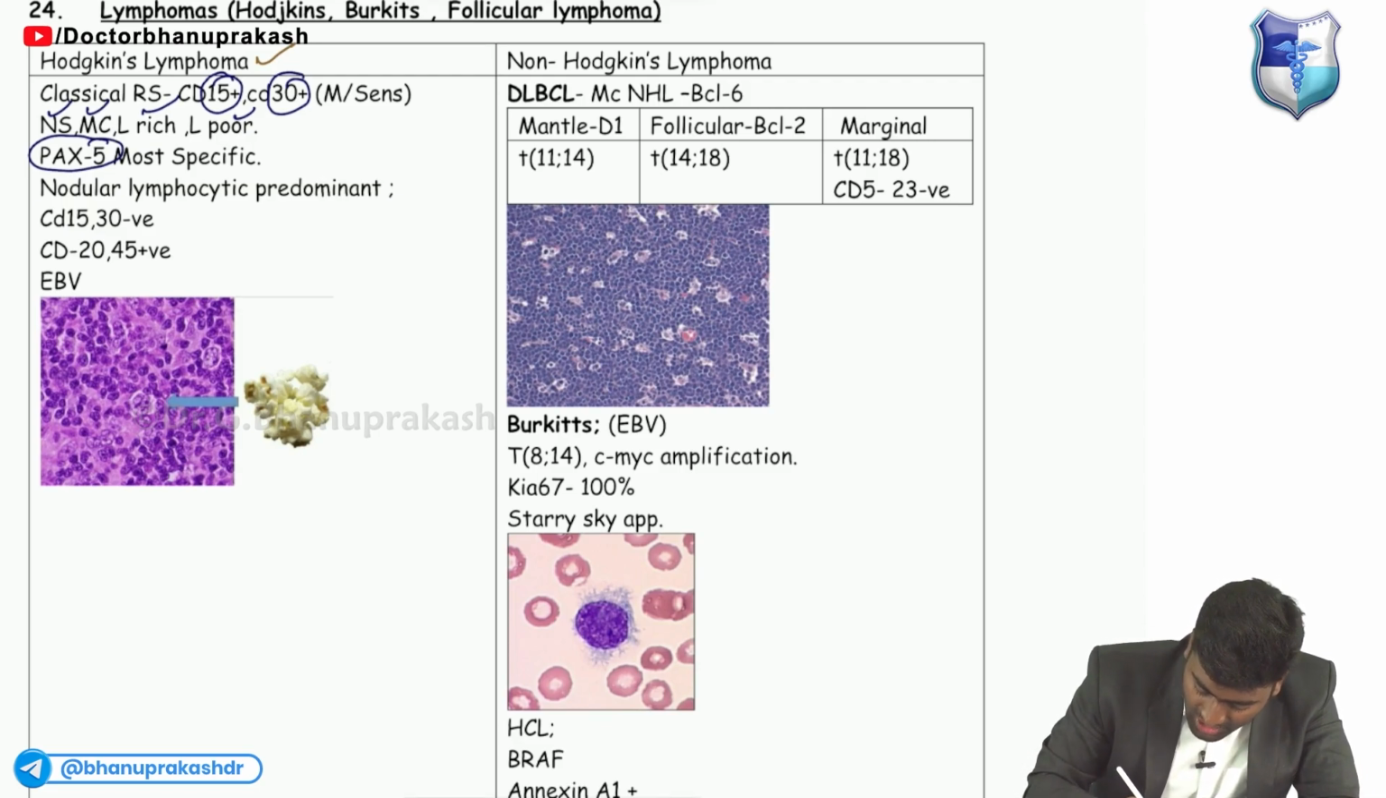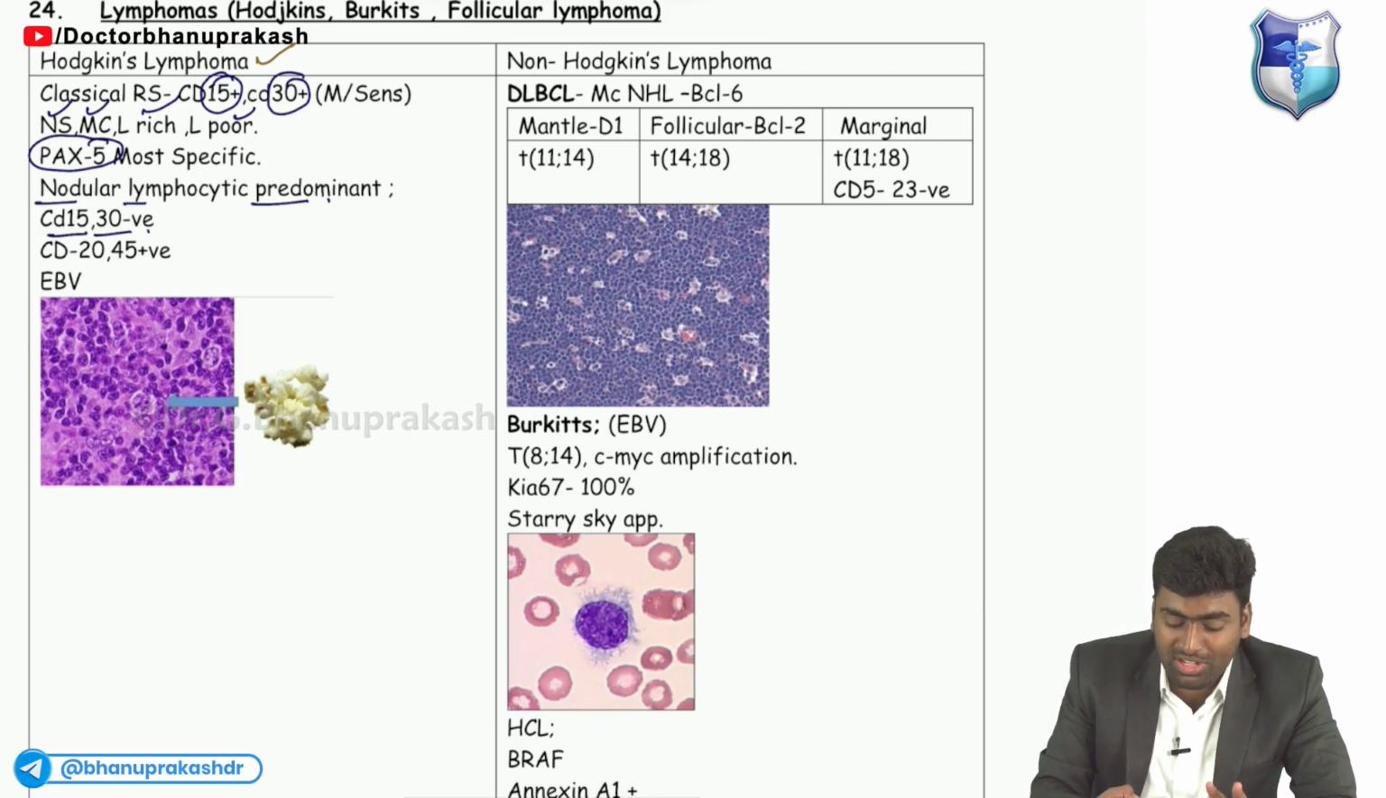And non-classical, it is the nodular lymphocyte predominant type. Here there will be CD15 and CD30, both of them will be negative in nature.